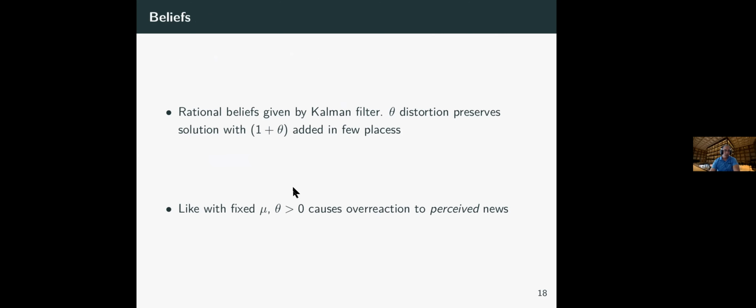Okay, so just like with the fixed mu, when theta is bigger than 0, this is going to cause overreacting to perceived mu. The Kalman gain coefficient is going to be too big. It's going to be too close to 1.